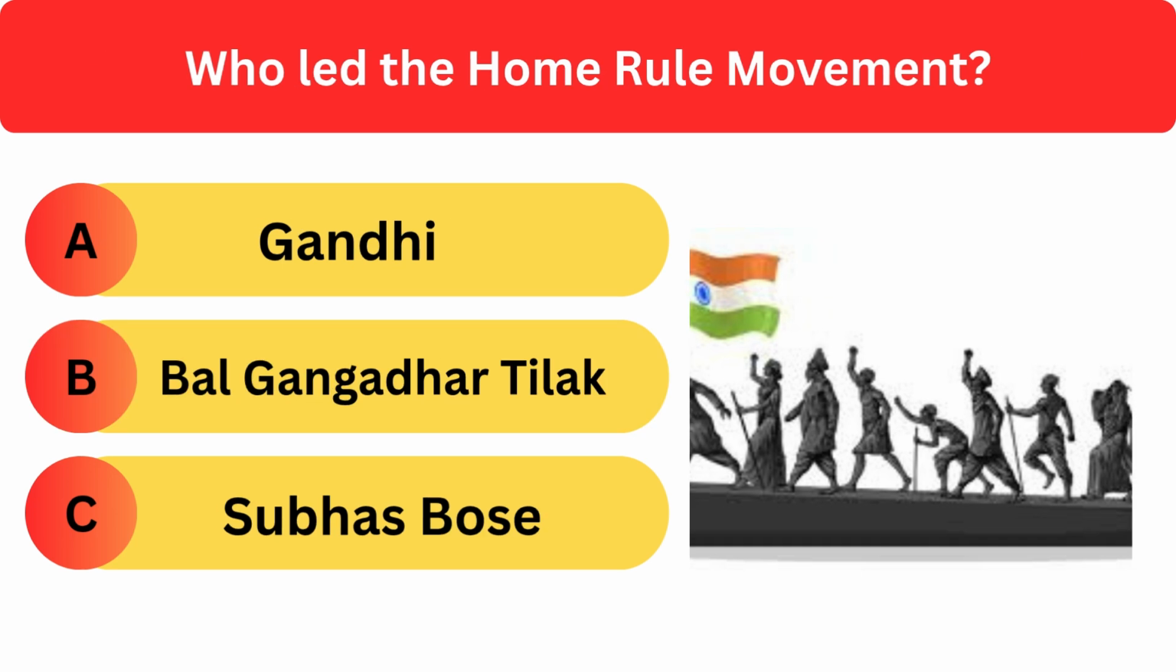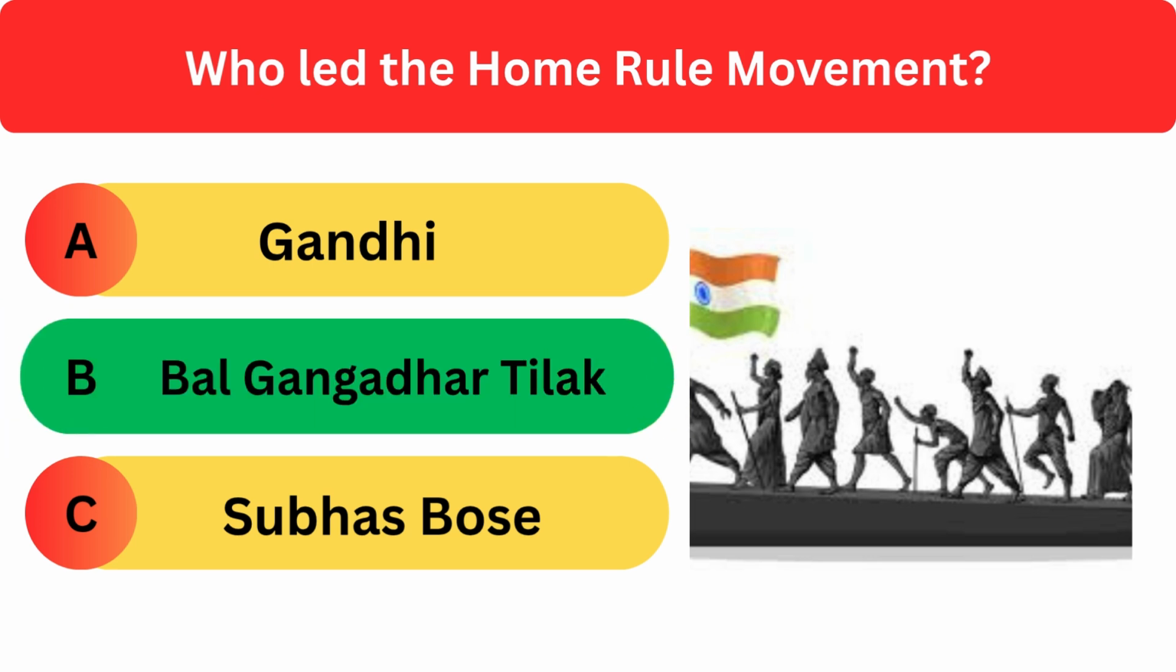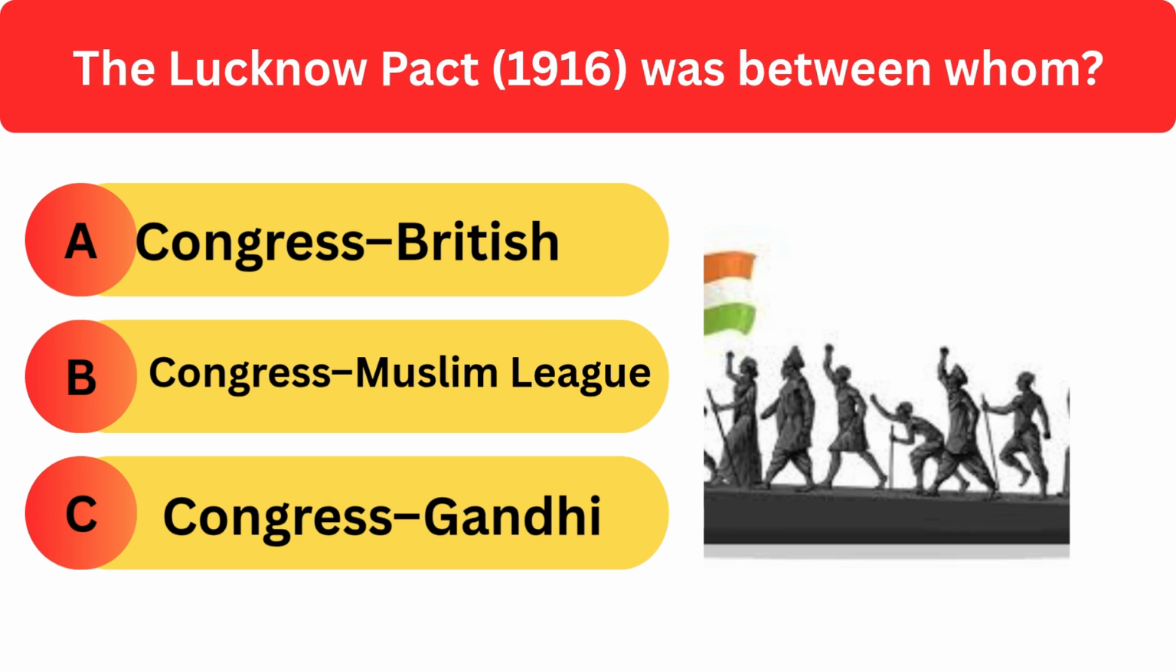Who led the Home Rule movement? Gandhi ji, Bal Gangadhar Tilak, Subhas Bose. Correct answer is Bal Gangadhar Tilak. The Lucknow Pact, 1916, was between whom? Congress British, Congress Muslim League, Congress Gandhi. Correct answer is Congress Muslim League.